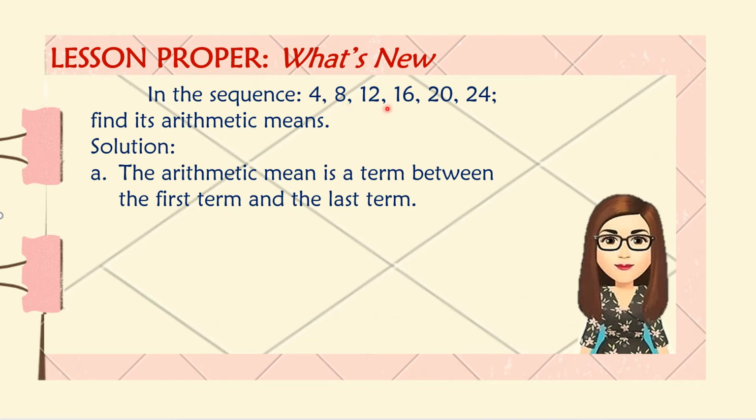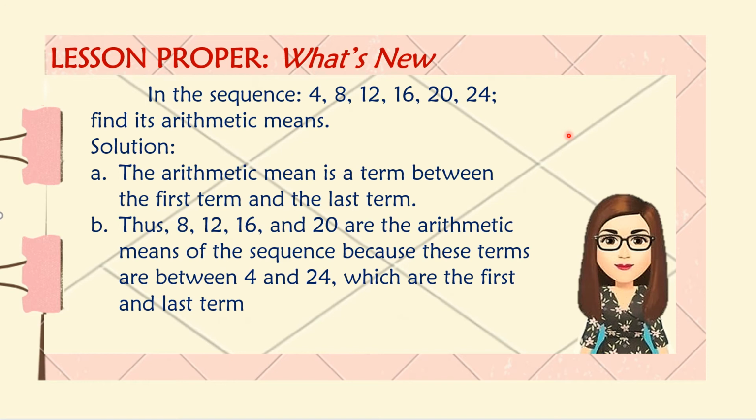Okay, is that clear? So, dito, ang daming given, diba? So, nasan dyan yung first term natin, tsaka last term. So, yun yung 4 at tsaka yung 24. So, ibig sabihin, ang arithmetic means natin ay yung 8, 12, 16, at 20. Kasi, sila yung mga numbers na nasa pagitan ng first and last term. Okay? So, ayan. So, we have 8, 12, 16, and 20. Ito yung arithmetic means. Arithmetic means kasi madami sila.